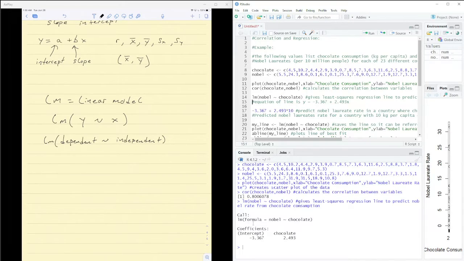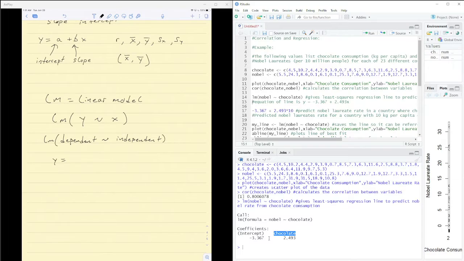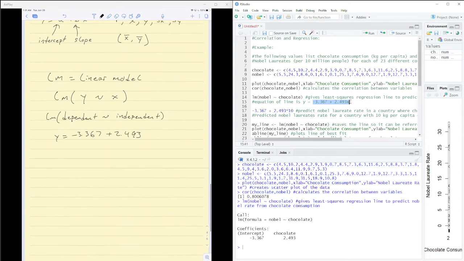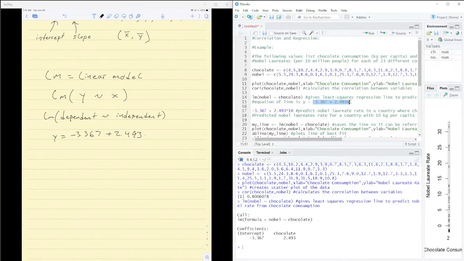So I'm going to run that, and it gives us the coefficients here, and it specifies which one is the intercept. And if this one's the intercept, that means this one is the slope. So the equation of this line is y equals a plus bx, where a is your intercept. So negative 3.367 plus 2.493 x.